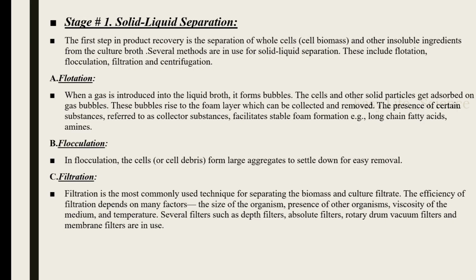Stage number 1. Solid-liquid separation. It is the first step in product recovery, where the separation of whole cells, cell biomass, and other insoluble ingredients from the culture broth is done. If the products are intracellular, first cells need to be disrupted to extract intracellular products. The methods of extraction of intracellular products we will learn in another video. Several methods are in use for solid-liquid separation. These include flotation, flocculation, filtration and centrifugation.